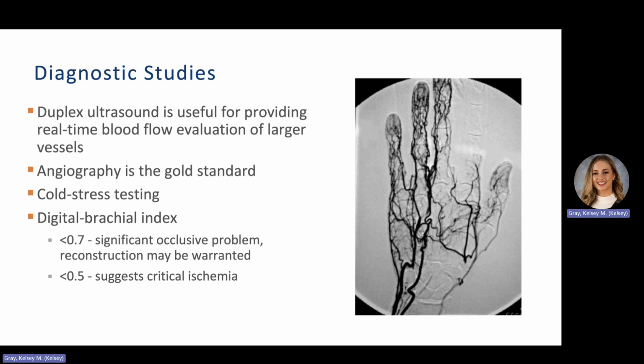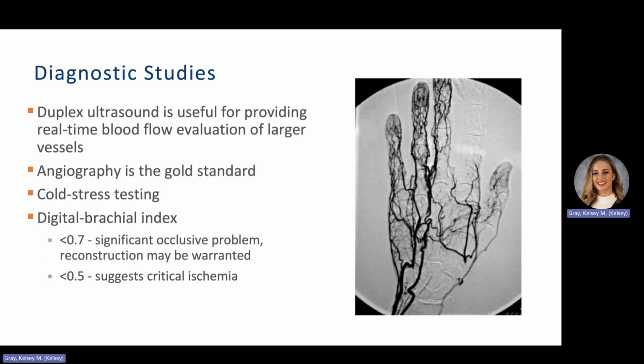Additionally, cold stress testing can be done by submerging the hand for 5 to 8 minutes in cold water. Then a laser Doppler is used to measure rewarming. Digital brachial index is similar to ankle brachial index in the lower extremity, and a value of less than 0.7 is significant for an occlusive problem, and reconstruction may be warranted. Less than 0.5 suggests critical ischemia.